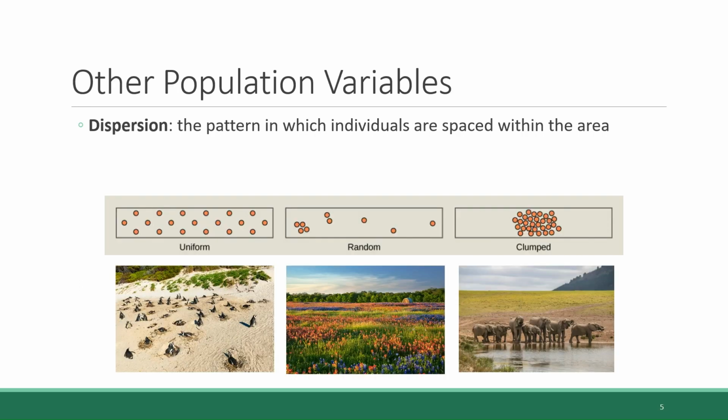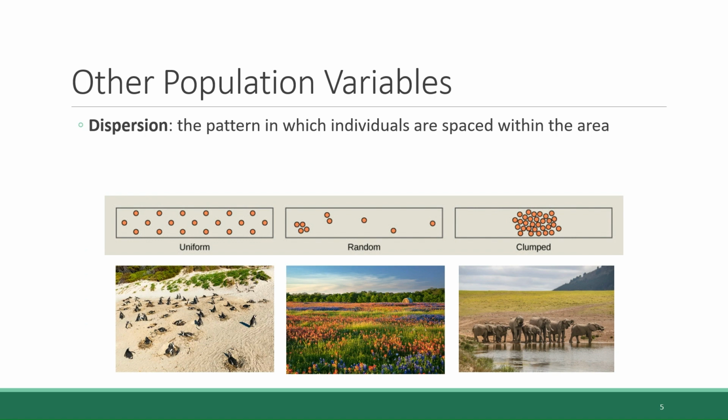One of these is the dispersion of the individuals within the population, which is the pattern in which the individuals are spaced out in the area they occupy. Are they uniformly distributed like these penguin nests on the beach, or are they randomly distributed like these wildflowers in the field with no particular pattern? Or are they clumped like this herd of elephants?